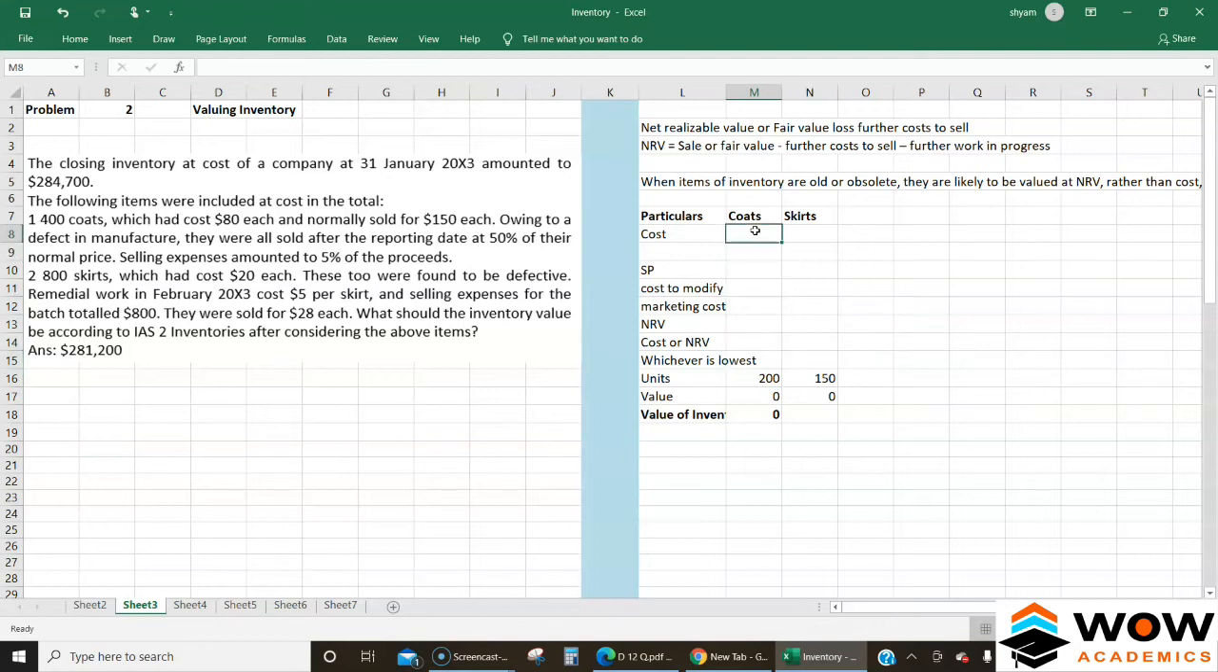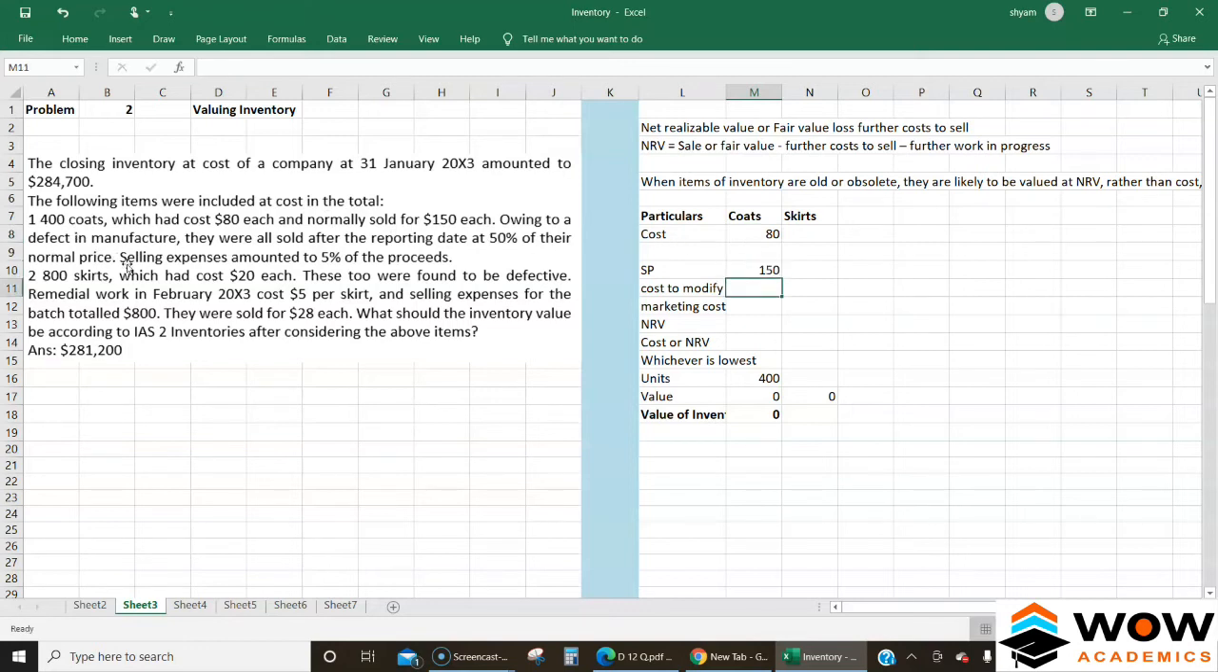So we'll start with the coats. Coats which had cost 80 each. At the time of recording, it was recorded as 80, and there were like 400 coats. Normally sold at 150, owing to a defect in manufacturing. Okay, so it was normally sold at 150. We have to record that.